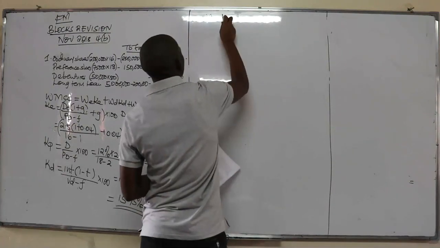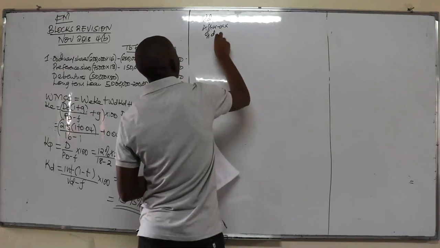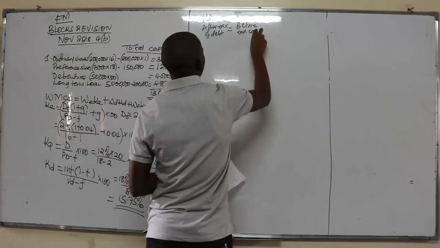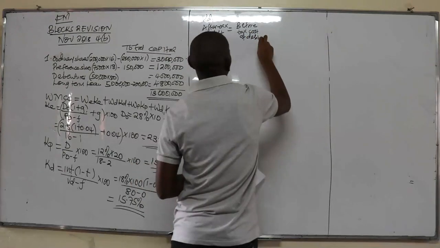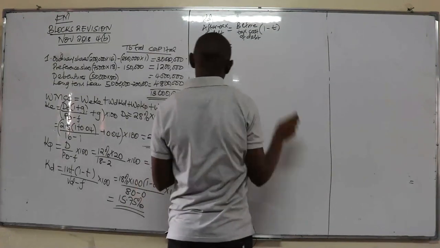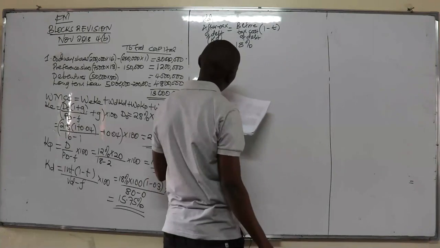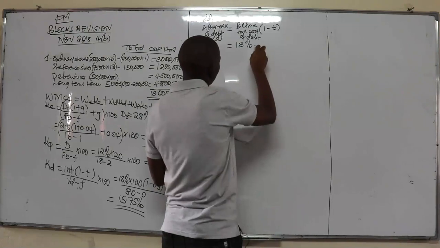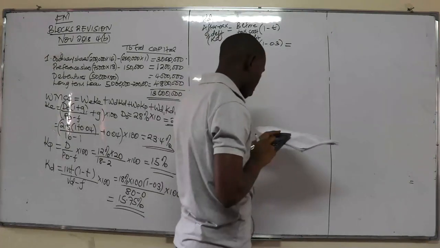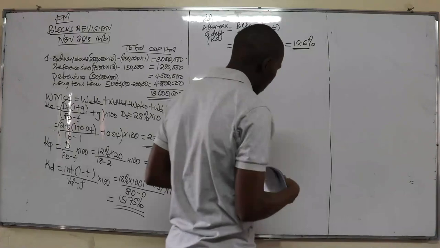In this case, the after-tax cost of debt will be equal to the before-tax cost of debt, times 1 minus the taxation, which in this case will be the KD. The before-tax cost of debt in this case was 18%. Then you multiply by 1 minus taxation, which is 18 multiplied by 0.7, which will be 12.6%. That is how you get the cost.